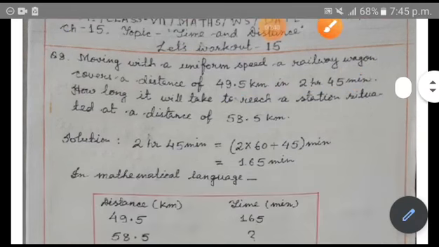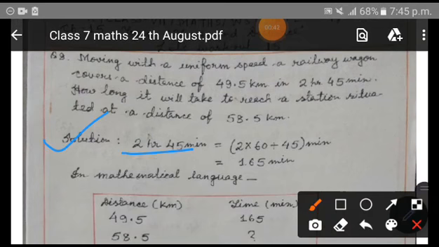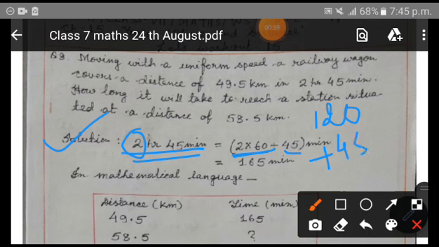At first, in the solution portion, what we will do is convert this time, 2 hours 45 minutes, into minutes. It is given in hours and minutes and we are going to convert it into minutes. This hour part I am multiplying with 60. I will get 120 and after that add 45 with it, that means the minutes part, you will get 165 minutes. That is what I have got.